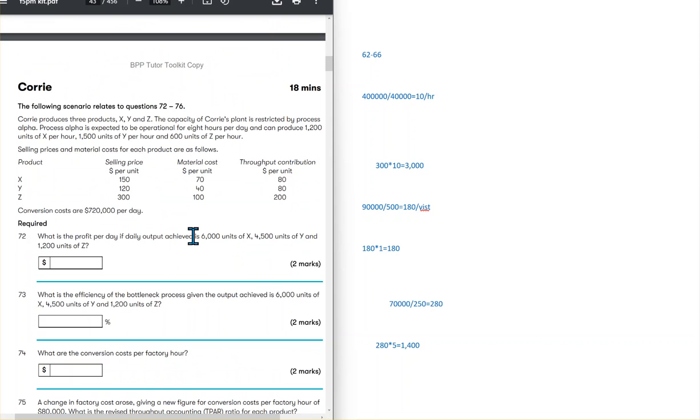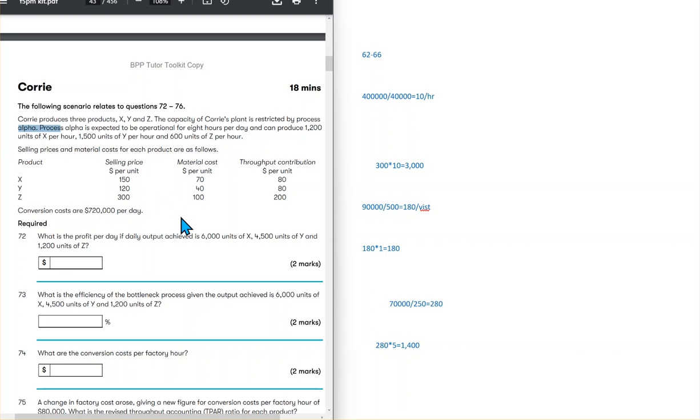What is the profit per day if daily output achieved is 6,000 units of X, 4,500 units of Y, and 1,200 units of Z? Kerry produces 3 products, X, Y, and Z. The capacity of Kerry's plant is restricted by the process alpha. Process alpha is restricted to be operational for 8 hours per day and can produce 1,200 units of X per hour, 1,500 units of Y per hour, 600 units of Z per hour.